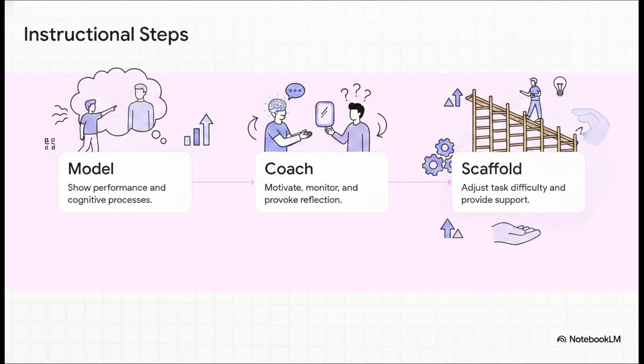First, you model, not just the performance, but the actual cognitive processes behind it. Then you coach them by motivating, monitoring, and provoking really deep reflection. And finally, you scaffold the environment, carefully adjusting the difficulty of the task so it's challenging but totally achievable, eventually fading that support away entirely as the student achieves independent competence.